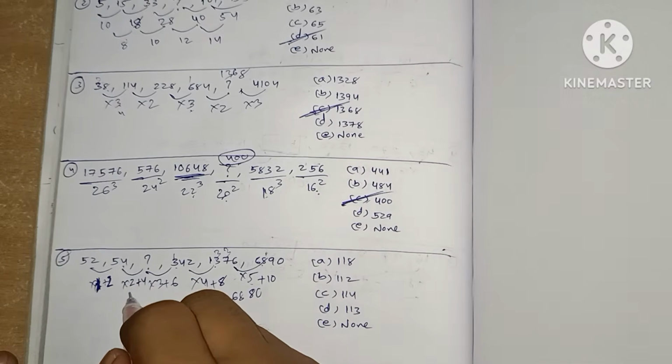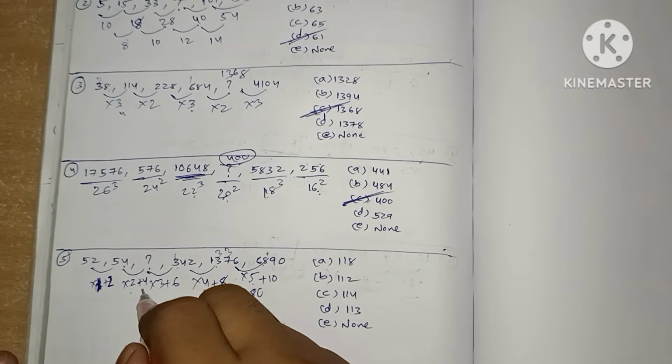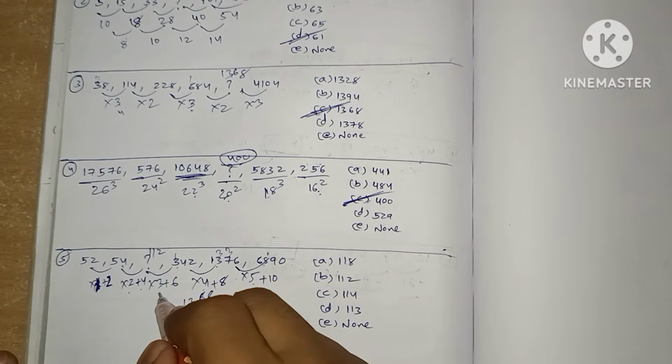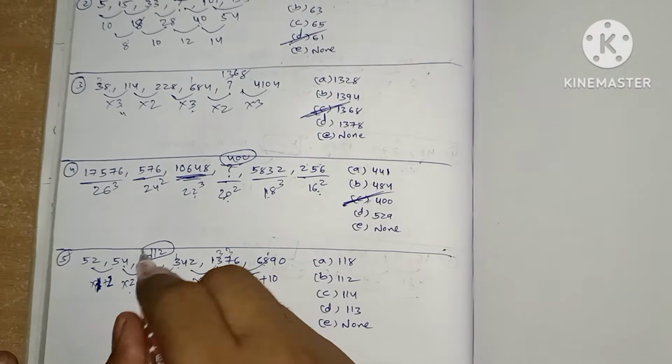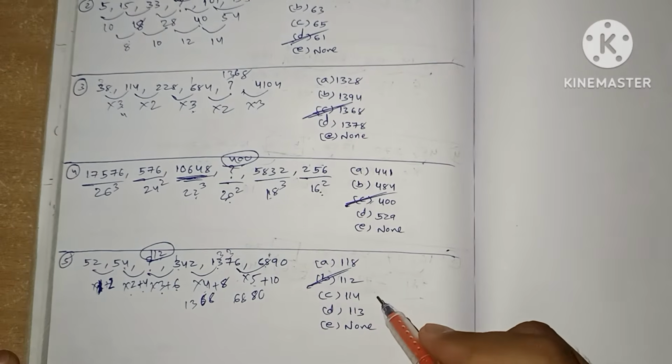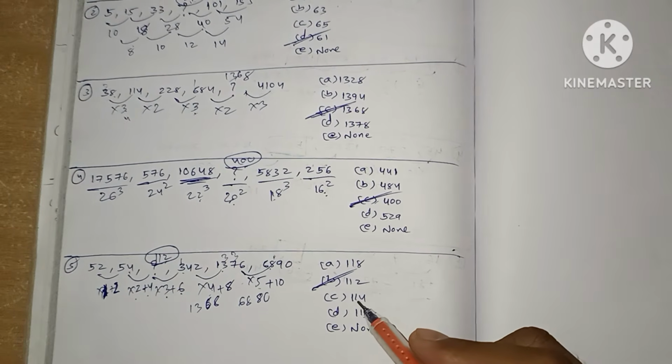So 54 2 times will be 108. 108 plus 4 will be 112. 112 3 times will be 336 plus 6, 342. So answer is 112. Option B is our answer. Now we are going to see inequalities.